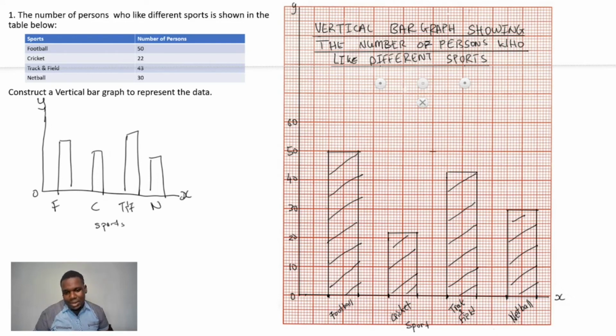I did not label my axes. So ensure that your axes are labeled. For the y-axis, it would be number of persons. There we go. So our bar chart is complete. We have our title, we have our bars, we have our axes labeled, and just like that, you have just represented your data using a vertical bar graph.